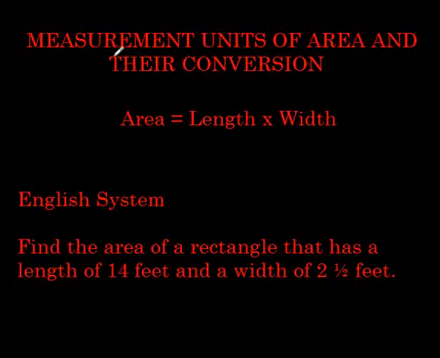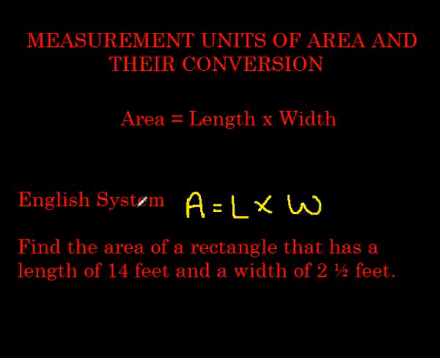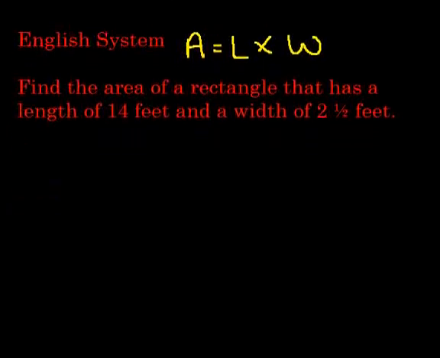For this video, we're going to be talking about the measurement units of area and their conversions. And so here's our formula for area. Area, which represents an A, equals the length, which is an L, times the width, which is the W. And we're going to talk about the English system, which uses this formula.